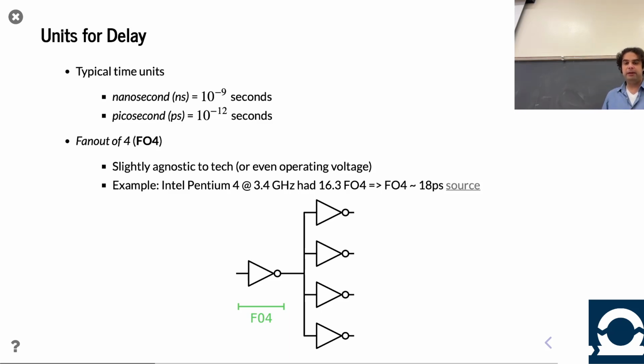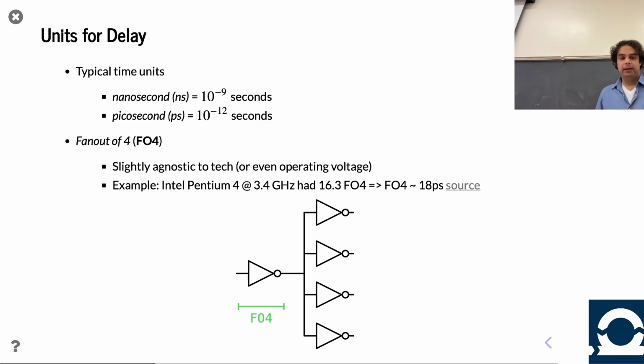So FO4 is designed to be somewhat technology agnostic, right? So what you do is you find, for your implementation technology, what is the delay for one inverter to drive 4 inverters, right? Since there's 4 inverters, that's a fan-out of 4. Whatever that delay is for the technology, you then divide the latency you have to get the number of fan-out-of-4s that it would take. So in order to get the equivalent delay in the technology would be a certain number of levels.